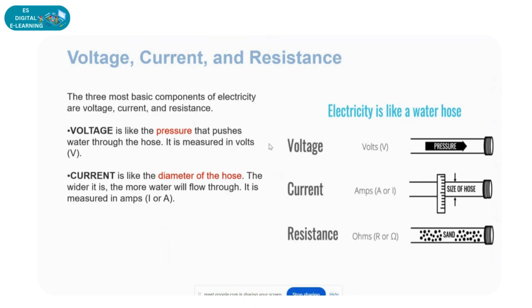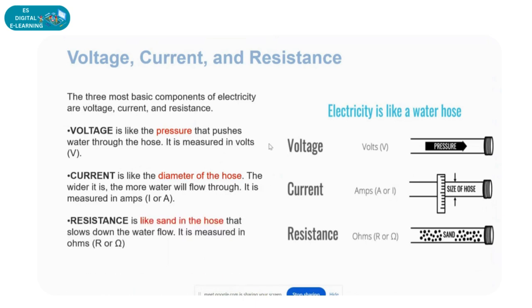And next, the resistor is like the sand in the hose, so that slows down the water flow. Its unit is the ohm. So these are the three important components of electricity.